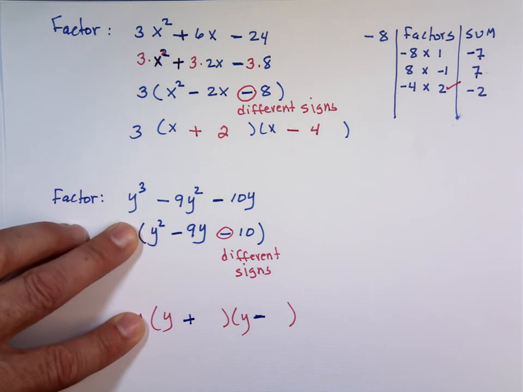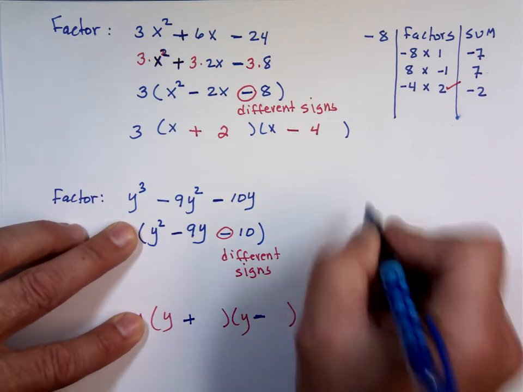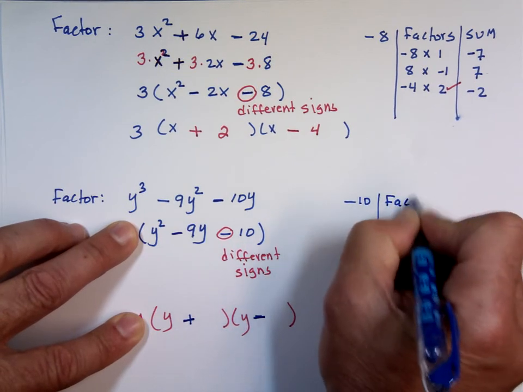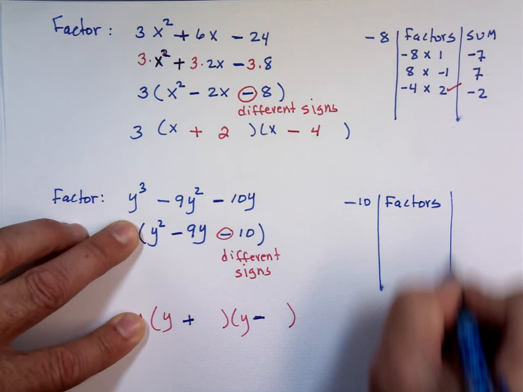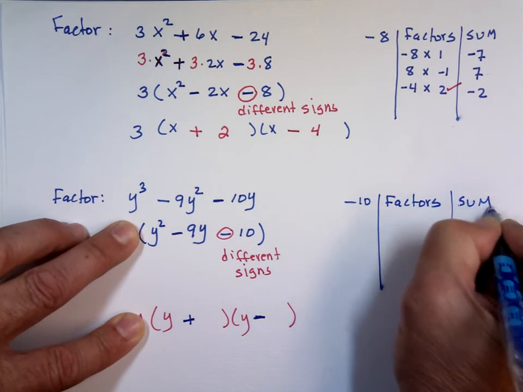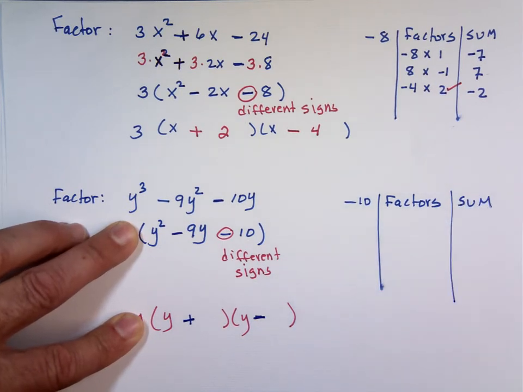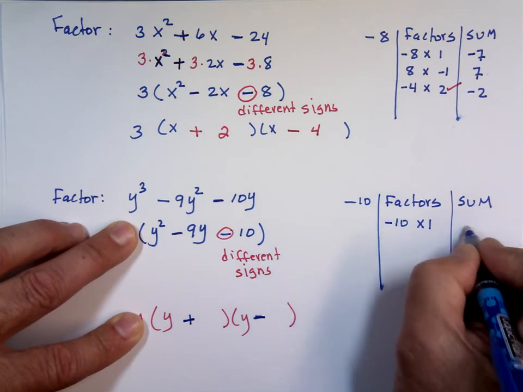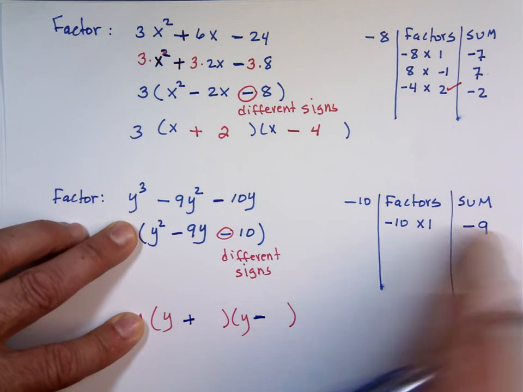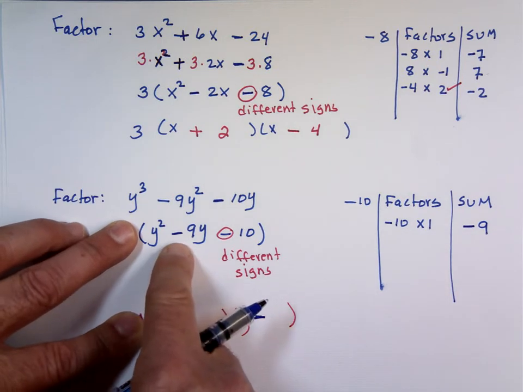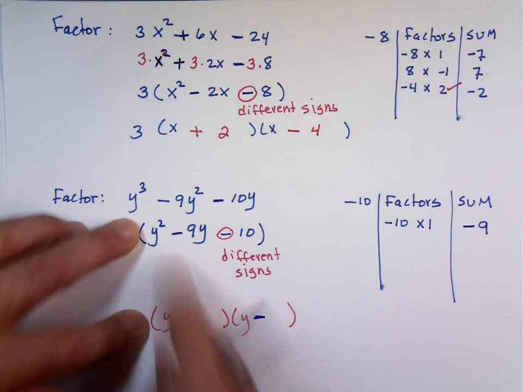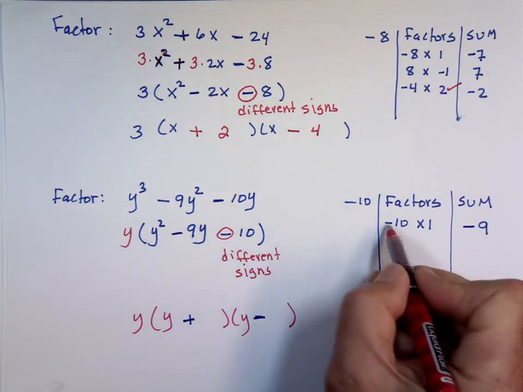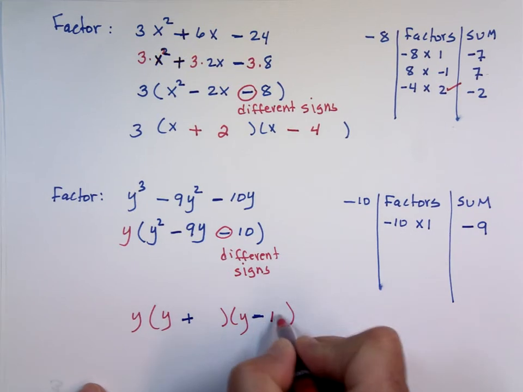Let me look at the negative 10. The factors of negative 10 and their sum. Could be negative 10 times 1, and what's the sum? Negative 9. Perfect, on the first try. So here we go, the negative goes with the 10. There's the minus, that means a 10 here, and the positive goes with the 1.